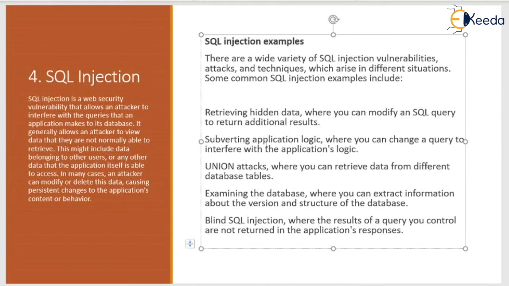Then there is subverting application logic, wherein you can change a query to interfere with the application's logic. Union attacks, where you can retrieve data from different database tables. Examining the database, where you can extract information about the version and structure of the database. And blind SQL injection, where you can control the query but the results are not returned in the application's responses.